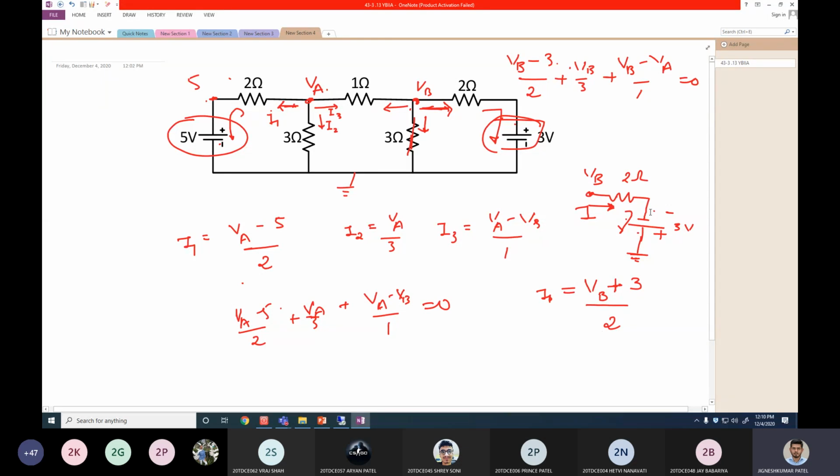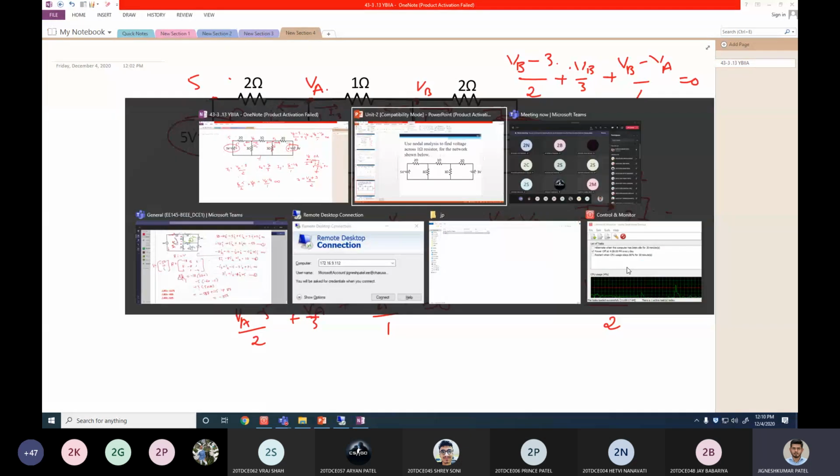So if this kind of scenario appears, you have to take care of this problem. This is obvious, nothing new, but I'm just letting you know: if the polarity of voltage sources changes, you have to take plus 3 also. This is a rising potential, that's why. Clear? This is how you can write the equation. Any doubts?